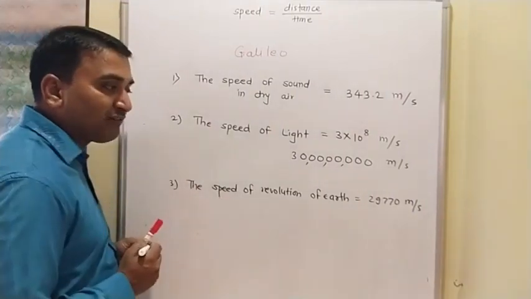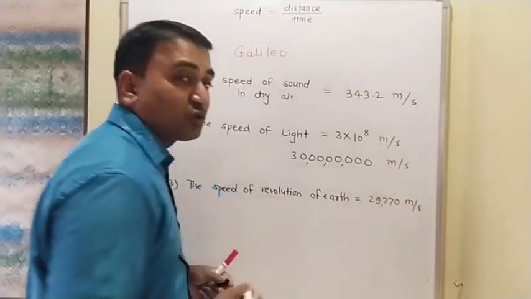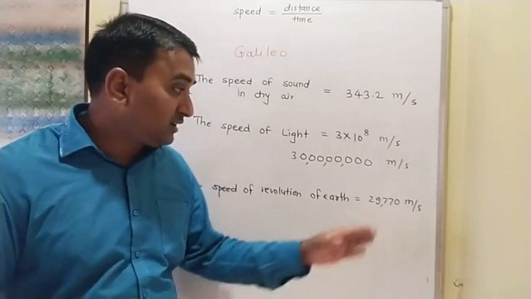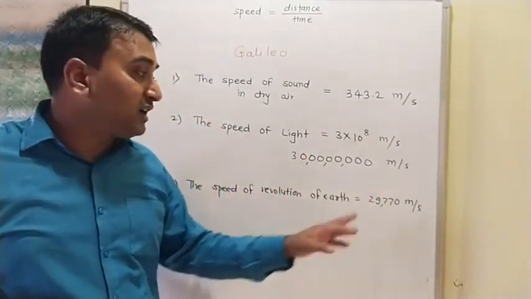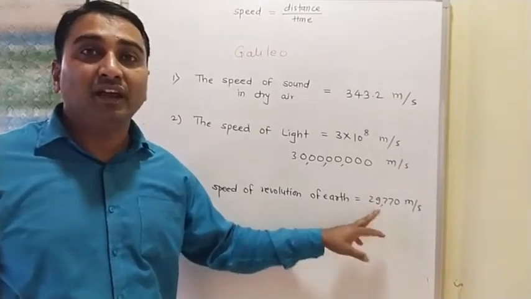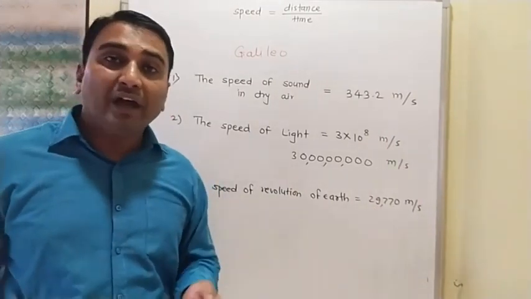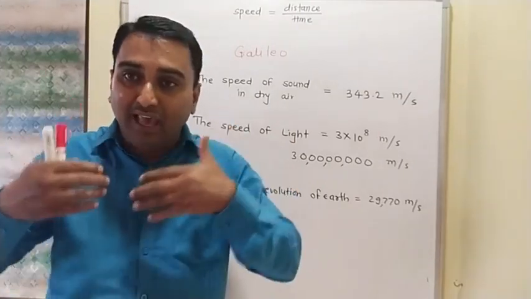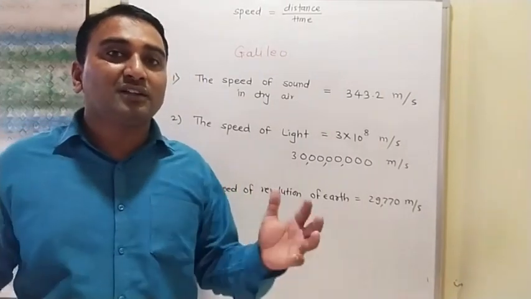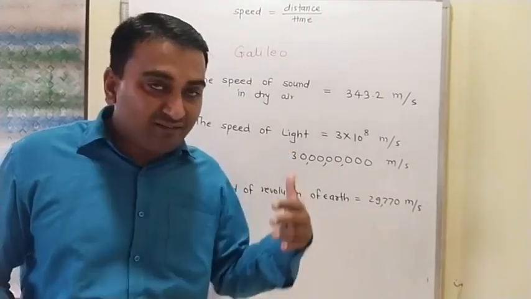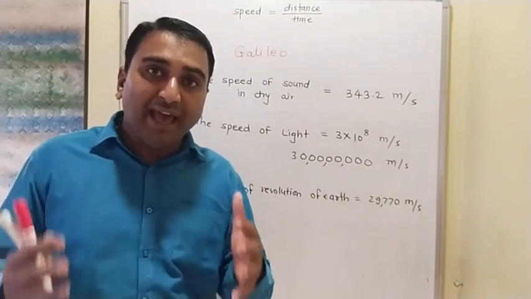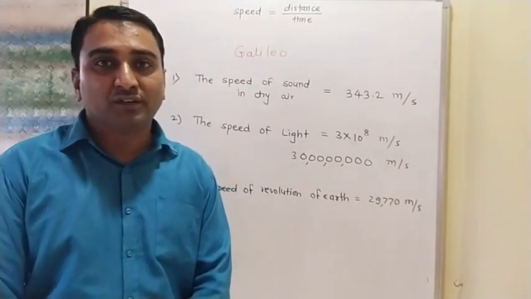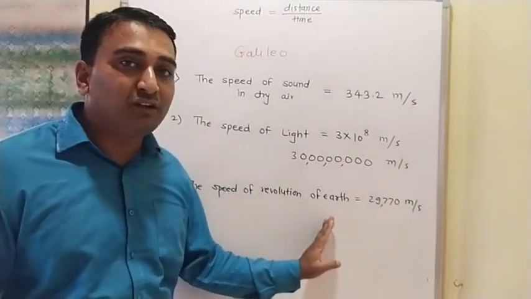Then the speed of revolution of earth, that is 29,770 meter per second. See, the outer surface of earth is moving with a great speed and we are all also moving along with earth. But why are we not feeling the movement? We are not feeling the movement because we are also moving along with the earth. So there is no change in the surrounding. The surrounding is also moving along with us. As we all have the same speed, we do not feel the motion of the revolution of Earth.